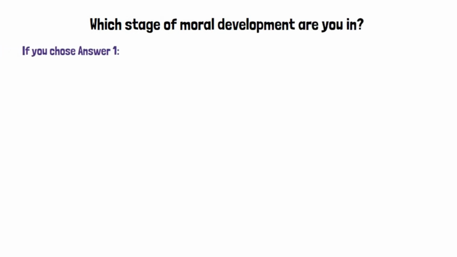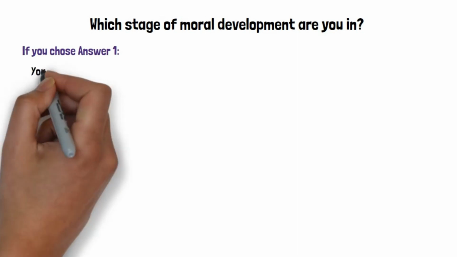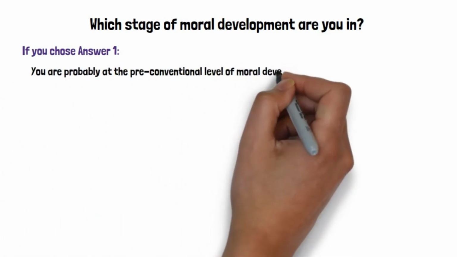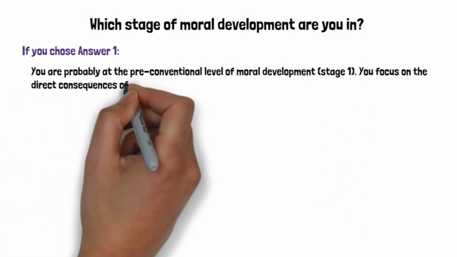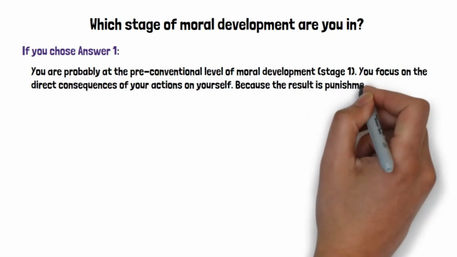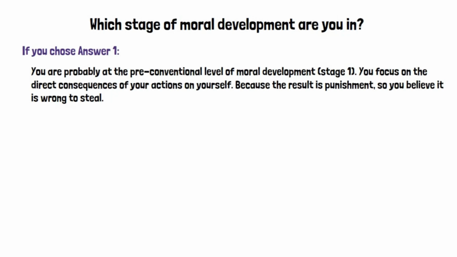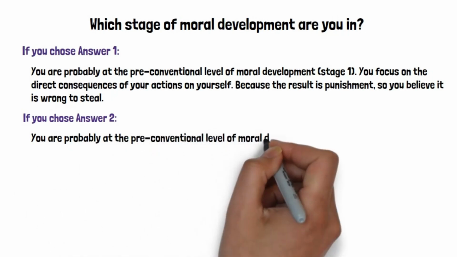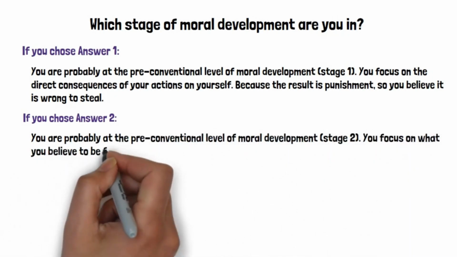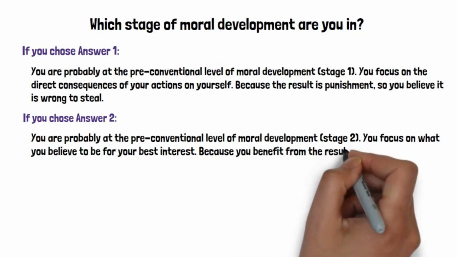If you chose answer 1, you were probably at the pre-conventional level of moral development. Stage 1, you focus on the direct consequences of your actions on yourself, so you believe it is wrong to steal. If you chose answer 2, you focus on what you believe to be for your best interest, because you benefit from the result, hence you believe it is all right to steal.